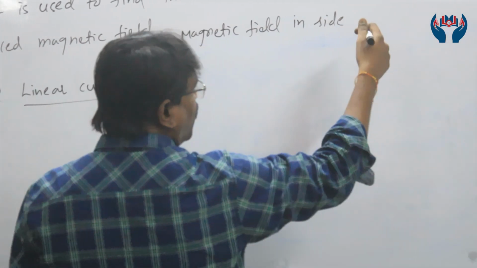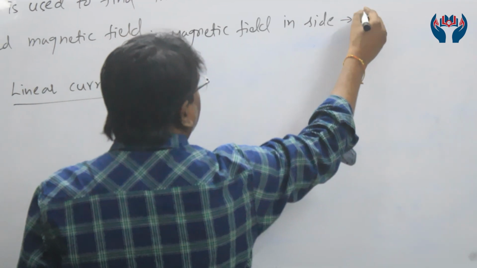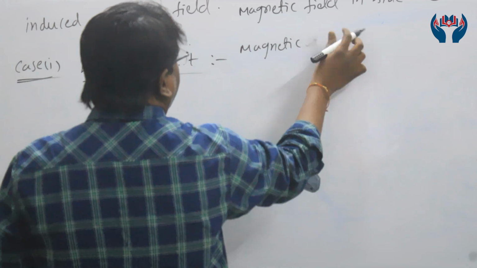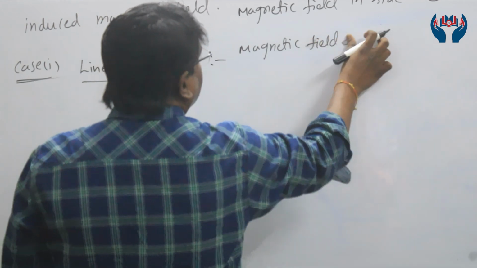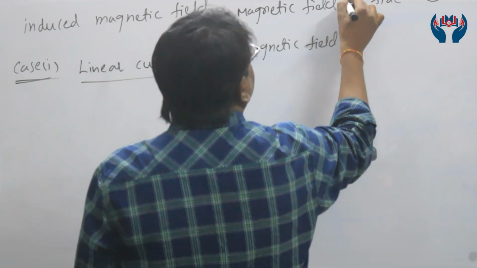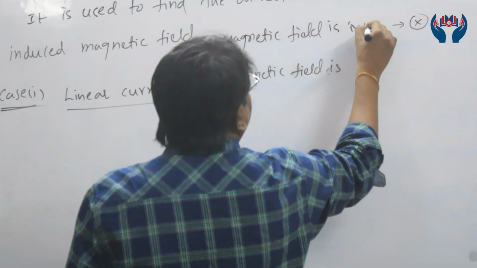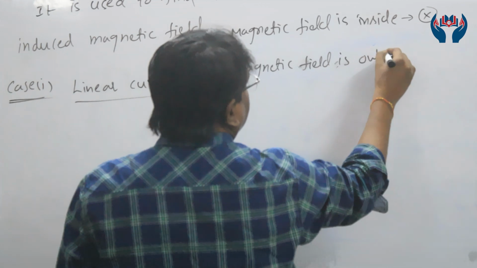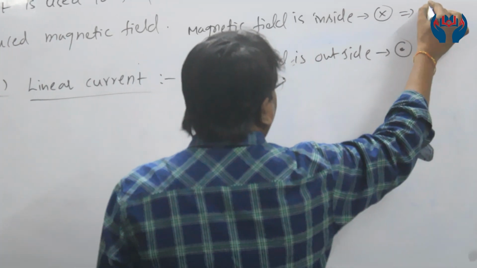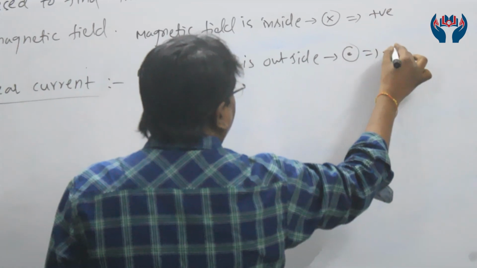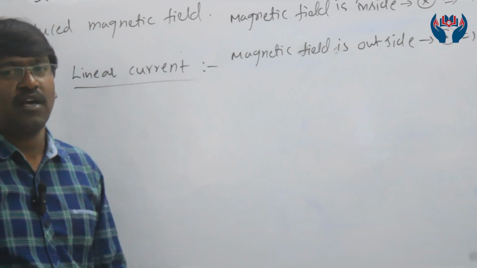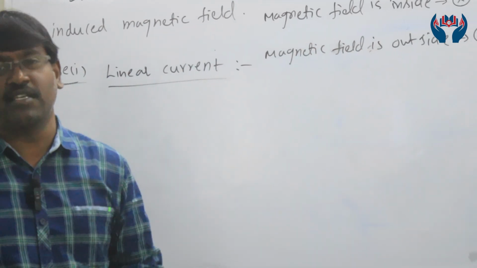Inside means inside the board, and that is indicated by a cross. If the magnetic field is outside, that is indicated by a dot. If you want to consider, one is considered positive and the other negative. If the magnetic field is inside the board, that is considered positive. If the magnetic field is outside the board, that is considered negative.